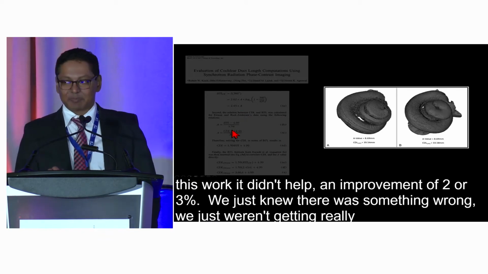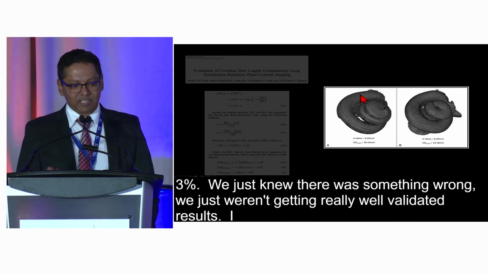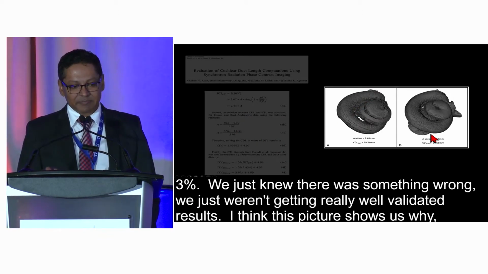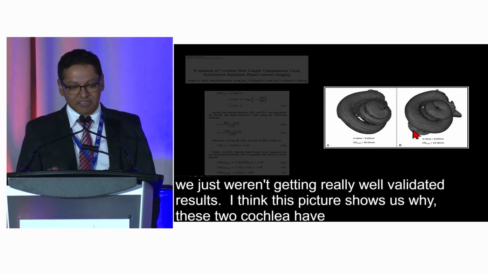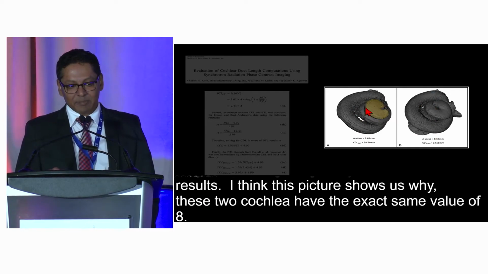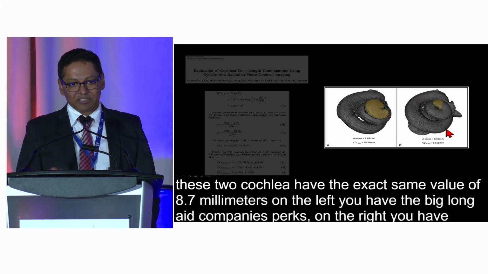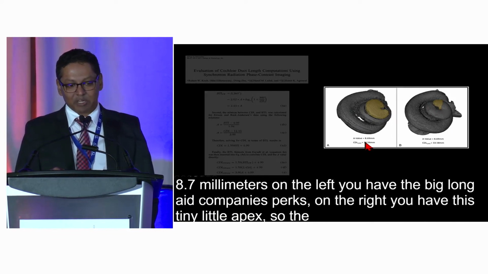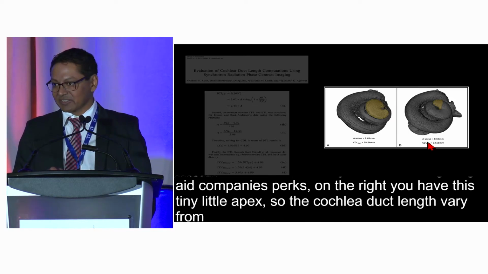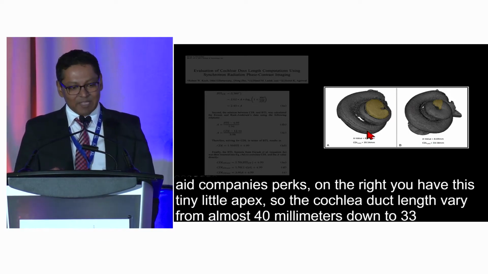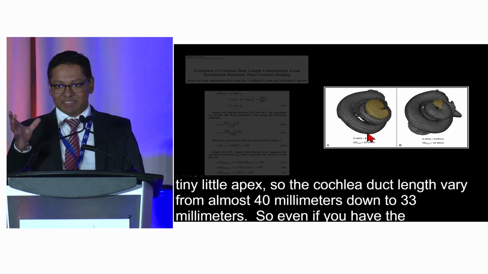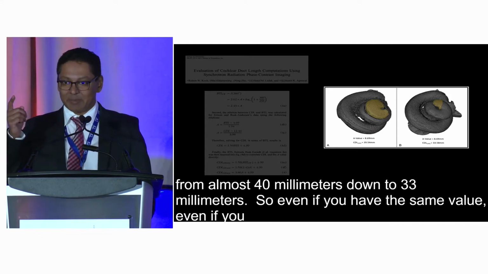And I think this picture shows us why. These two cochleae have the exact same A value of 8.7 millimeters. On the left, you have the big long apex. On the right, you have this tiny little apex. So the cochlear duct lengths vary from almost 40 millimeters down to 33 millimeters. So even if you have the exact same base, you can't predict what's happening up at the apex, right?